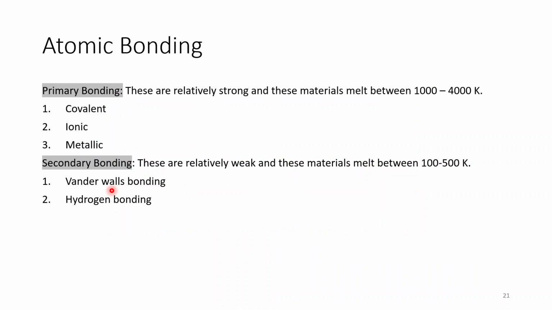Now atomic bonding can be of two types. First is primary bonding. These are relatively strong, and these materials melt between 1000 to 4000 kelvins. The types of primary bonding are covalent, ionic and metallic bonding. Next you have secondary bonding, which is relatively weak, and these materials melt between 100 to 500 kelvins. Examples are van der Waals bonding and hydrogen bonding.